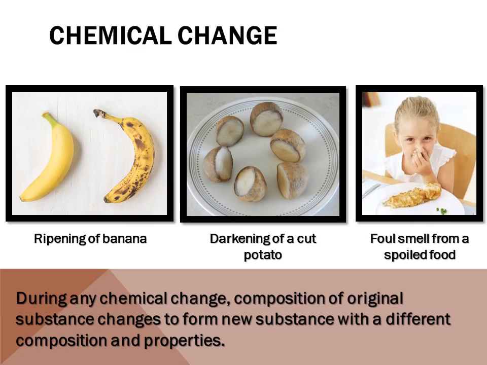Now look at these examples. The ripening of banana, potato which is cut open has become dark in color. Foul smell starts coming from spoiled food. These are all examples of chemical change. And during a chemical change, the composition of the original substance changes to form a new substance with different composition and properties.